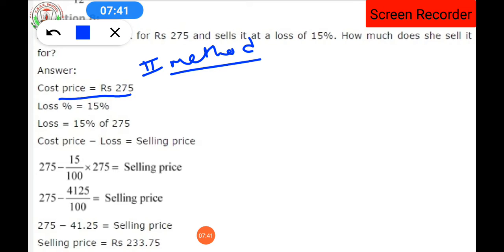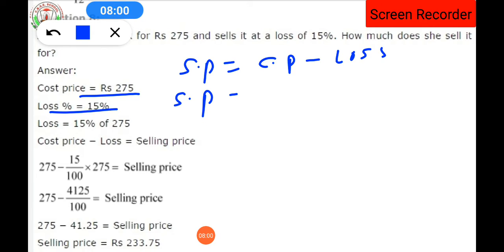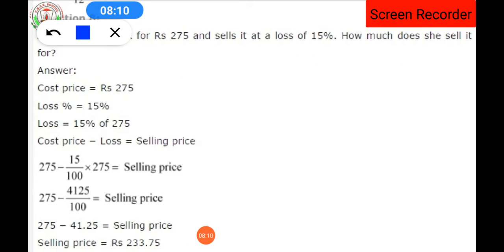So here cost price is being given. How much is the cost price given? Cost price is given as 275 rupees and loss percent is given as 15. So what are we going to do, student? As we know, selling price is equal to cost price minus loss. This is the formula we are having, isn't it? So selling price is equal to cost price, we are having rupees 275, and loss. Sorry, it is loss only. So we can see the formula again: selling price is equal to cost price minus loss. You can see in the formula here only loss is given, not loss percent.